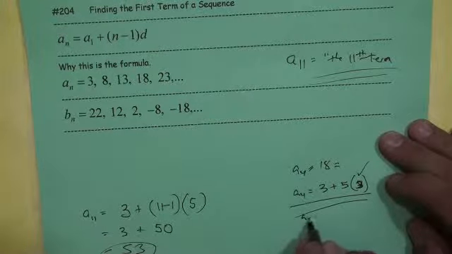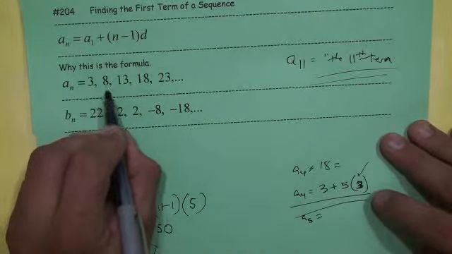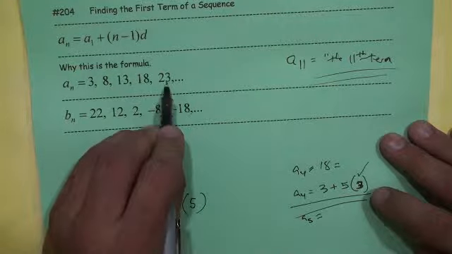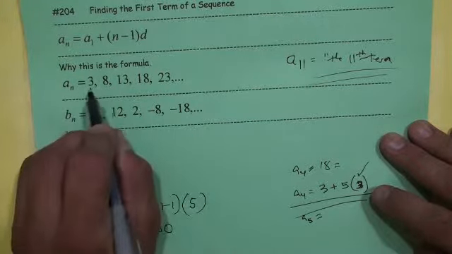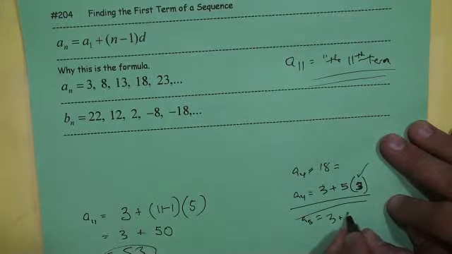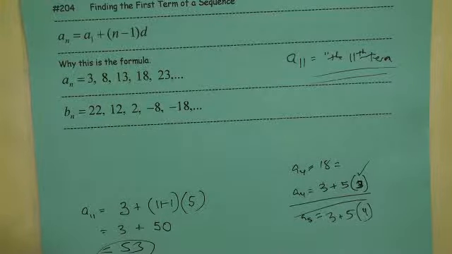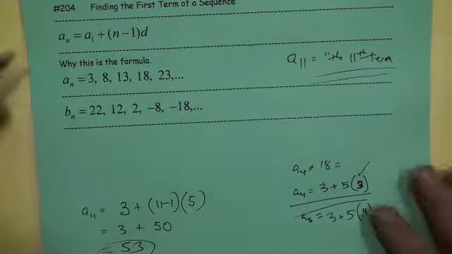So then, of course, to get to a sub 5, start off at 3, plus 5, plus 5, plus 5, plus 5. So to get to the 5th term, you'd have 1, 2, 3, 4 additions to do. That's why n minus 1 would be the pattern. Okay? So that's why this formula is what it is.